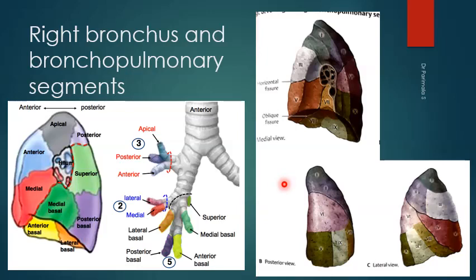So the apical bronchus arises opposite or just distal to the middle lobe bronchus. This one, apical. Sorry, this apical, the lower one here. So this arises.